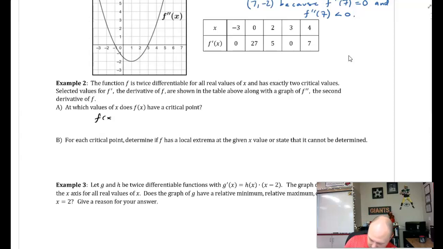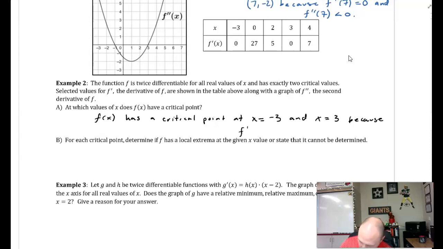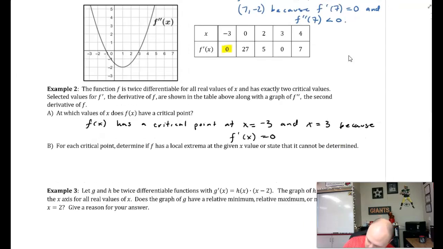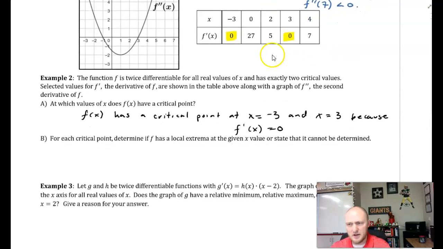Well, f of x has a critical point at x is equal to -3 and x is equal to +3 because f prime of x is equal to 0. Right? This information right here tells me, hey, that is a critical value. Again, undefined would also be a critical value, but I don't have anything there.